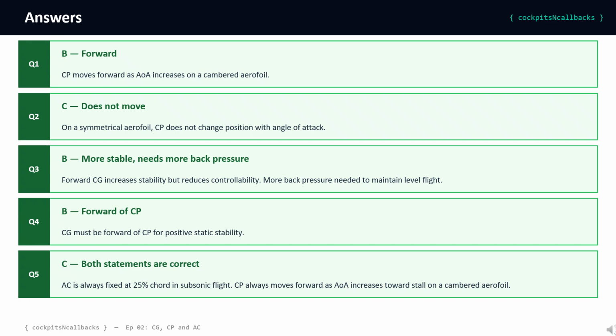Question 5. C. Both statements are correct. AC is always fixed at 25% chord in subsonic flight, and CP always moves forward as angle of attack increases towards stall on a cambered aerofoil.